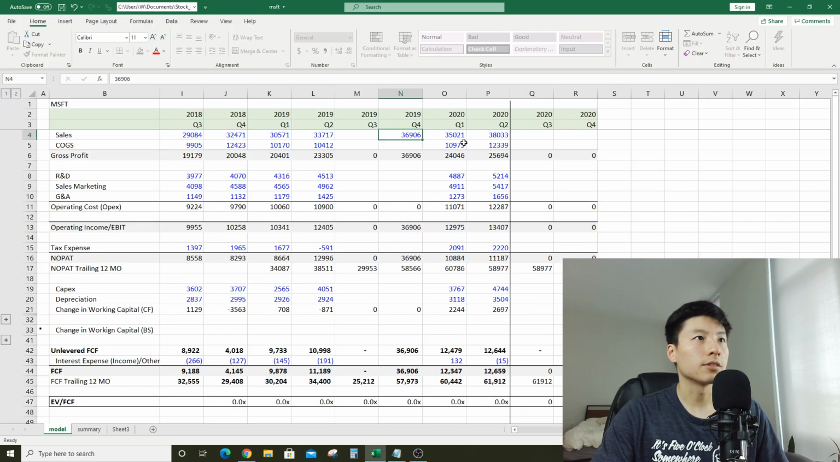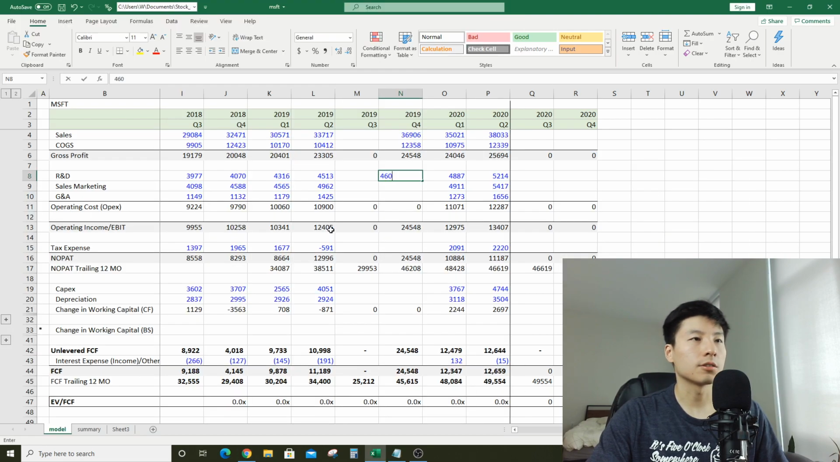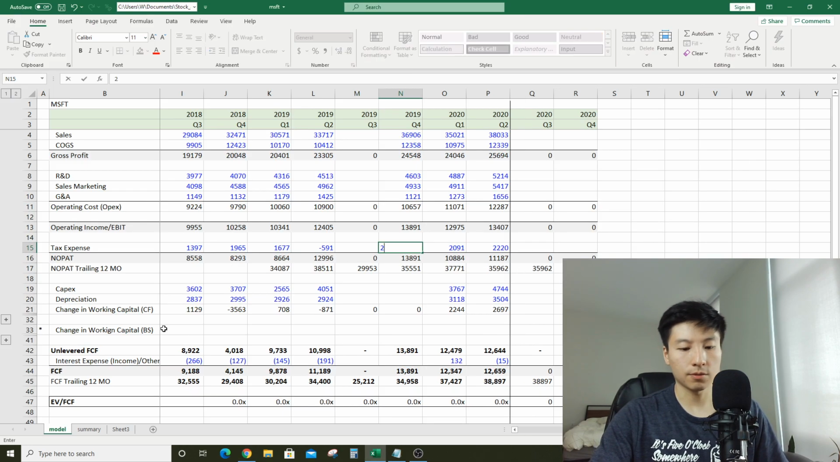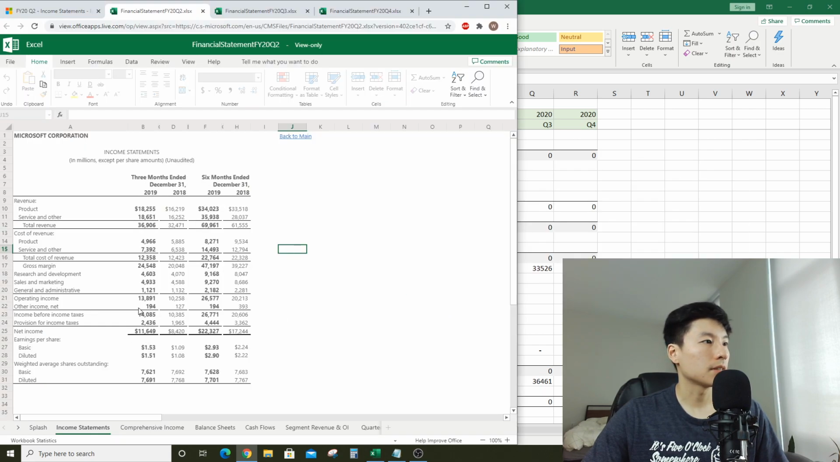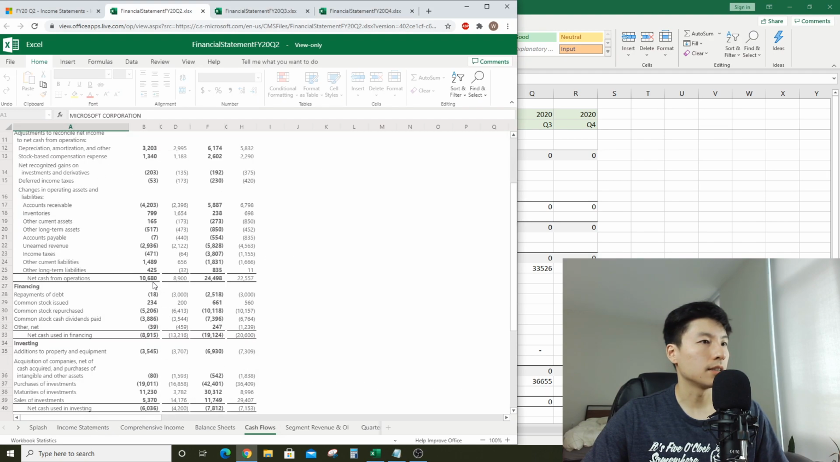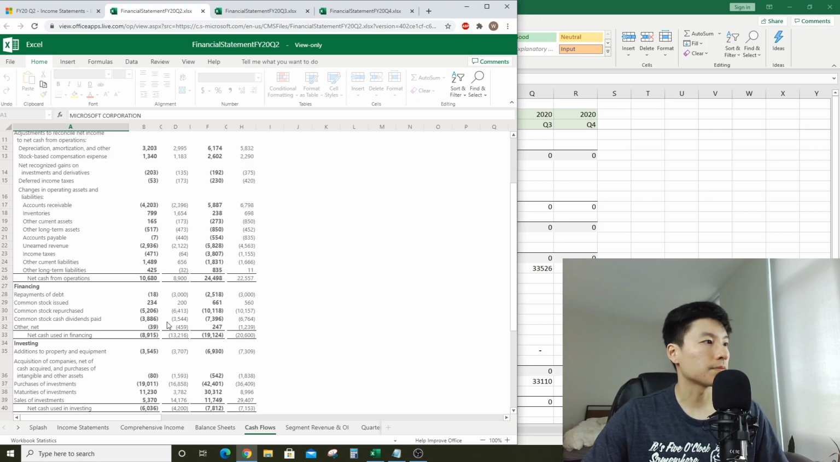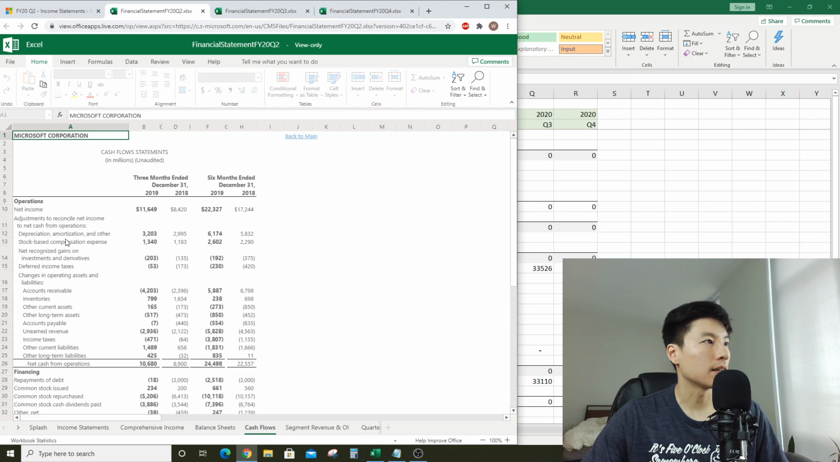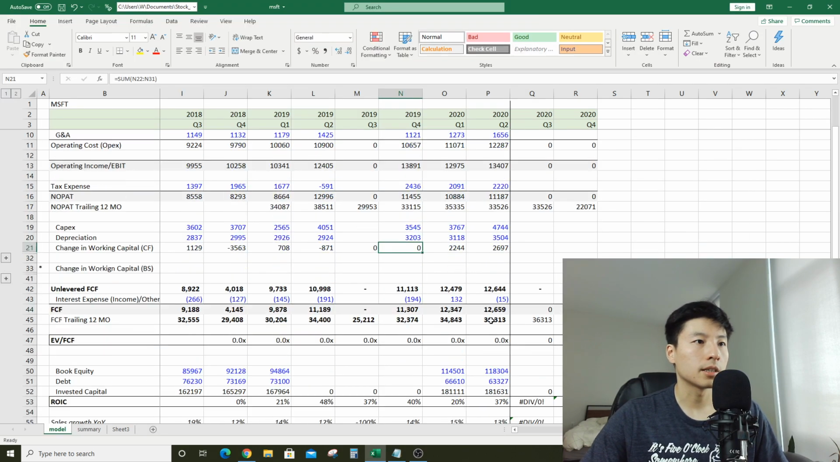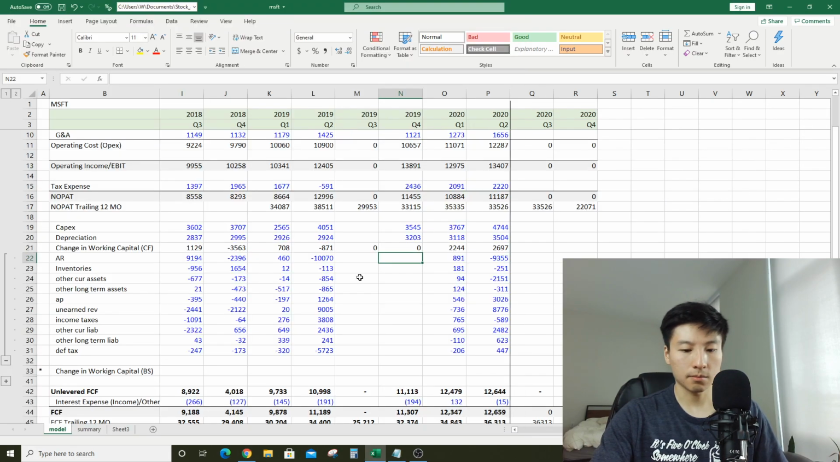36,906, 12358, 1235. Oops, wrong. 4603, 4933, 1121. All right. Tax expense 2436. Other income is 194. Cash flow capex is 3545, and that's funny, they put their financing above investing. Usually it's the other way around. Depreciation is 3203, and then let's do the working capital part, minus 4203.